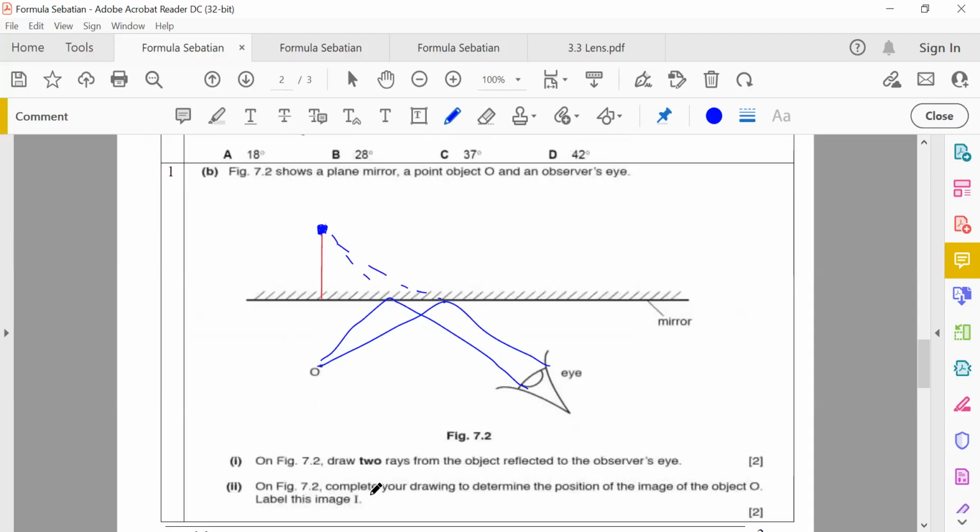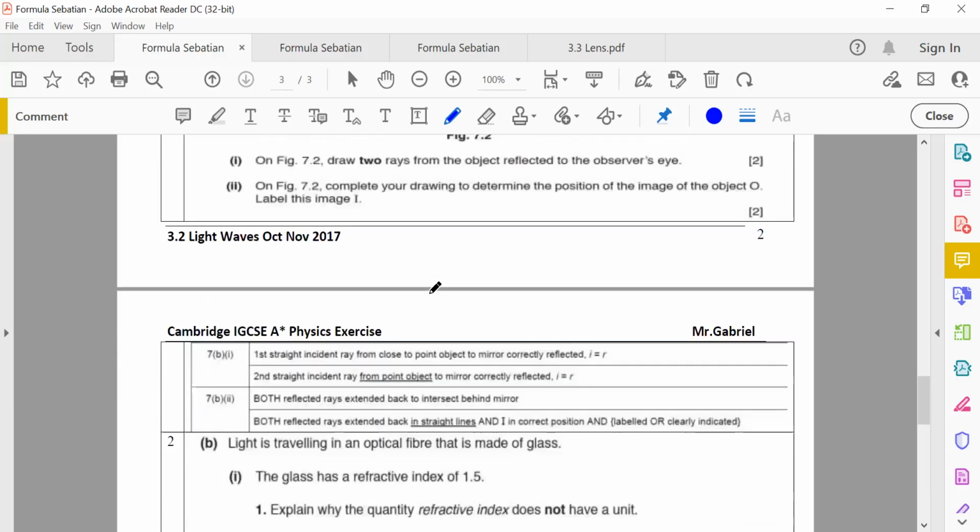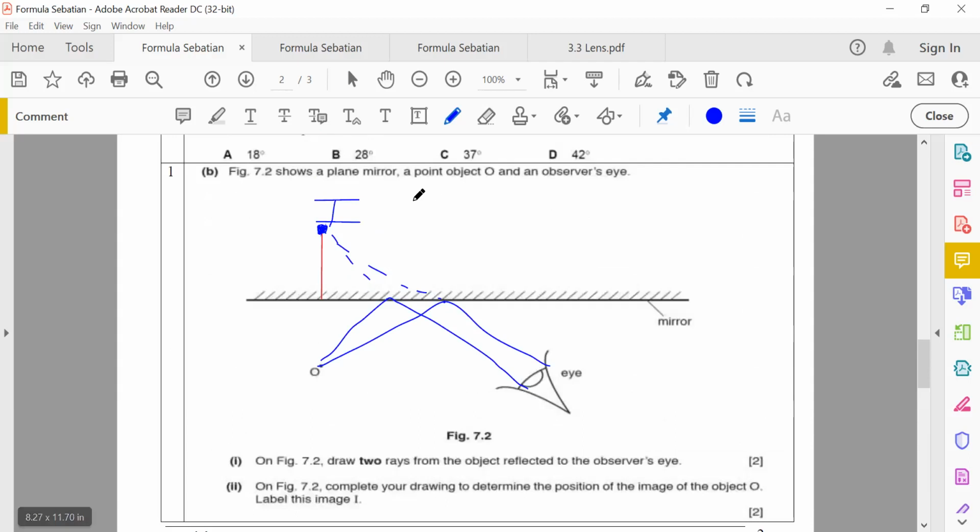And after that, on figure 7.2, complete your drawing to determine the position of the image of the object O. Label this eye here. So this is obviously going to be eye, right? And yeah, this is how you're supposed to draw the plane mirror, guys. Of course, you're supposed to use actual rulers and pencil to draw it. Then you'll have actual straight lines that will be easily drawn outwards here as well, but yeah, just attempt these kind of questions. It looks easy, but if you don't attempt it, you're definitely not going to know how to do it later on. Okay. Yeah, anyone couldn't draw this or anyone with any questions from this part here before I move to the next question?